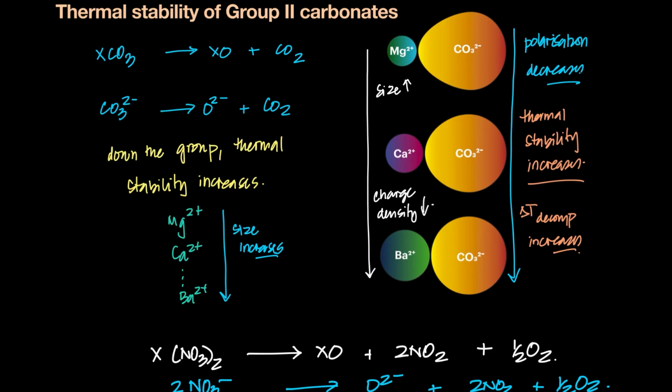The reason is the same: down the group the cation size increases, magnesium, calcium, barium. The charge density decreases, which means the polarization of the anions decreases, and they become more stable to heat. That's it. And that ends the reasons why the thermal stability of group 2 carbonates and nitrates increases down the group.